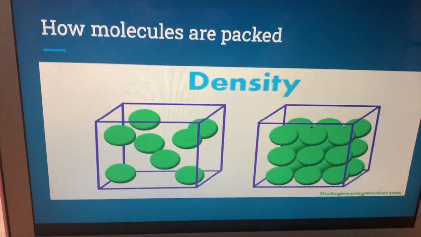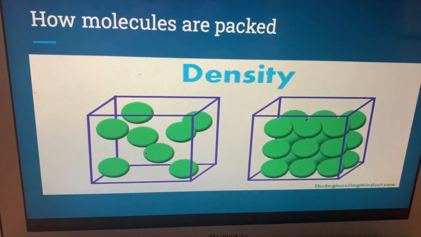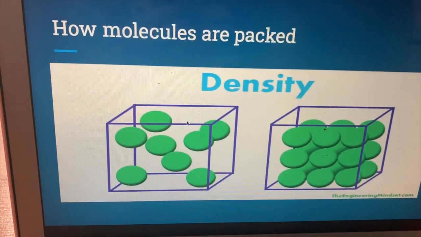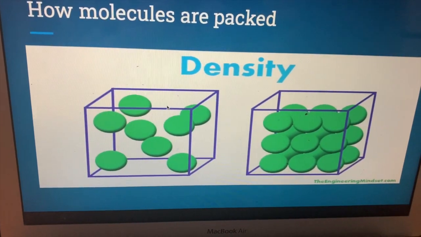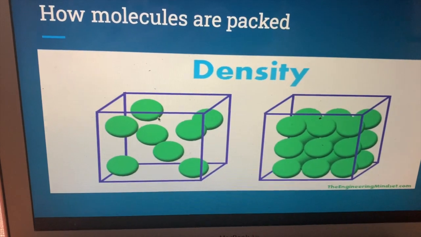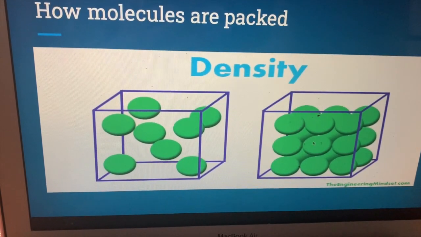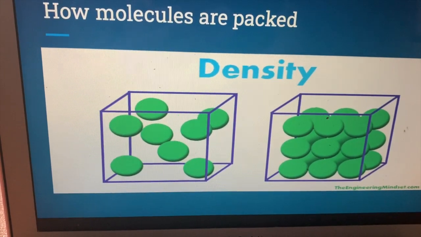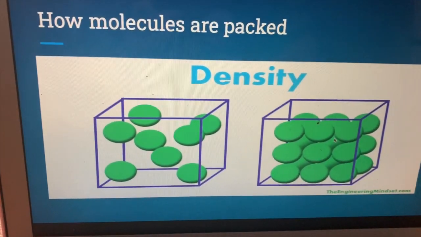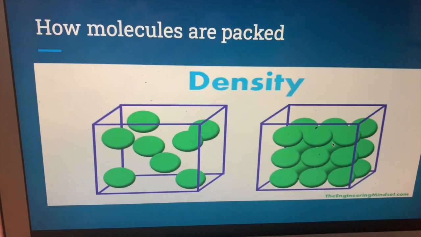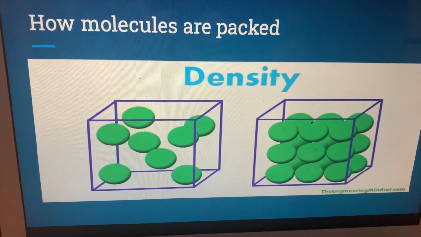So here's a picture for you guys to understand a little bit more. This picture here on the left is showing you an item that is less dense. See how the molecules are all spread apart and they're not packed close together. Whereas on the right, this item is dense. It's more dense. And you can see that the molecules are packed really closely together and they're tight.